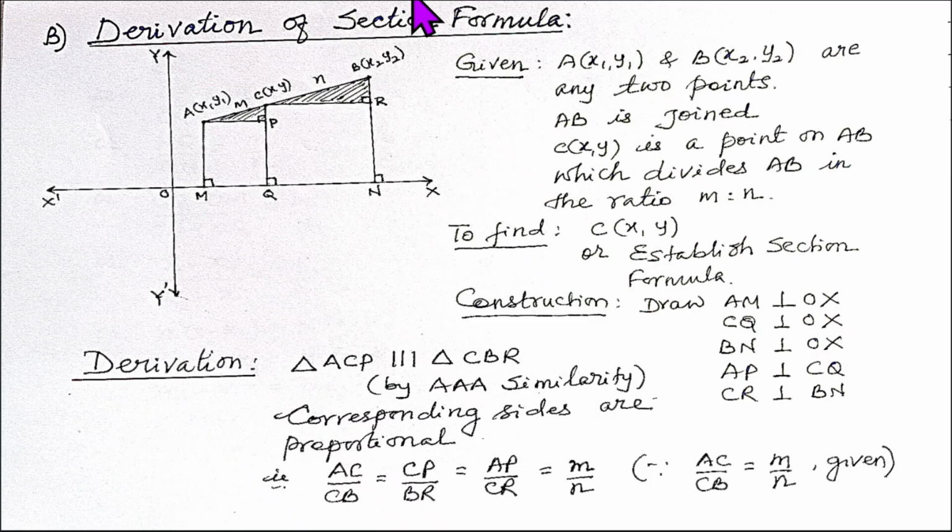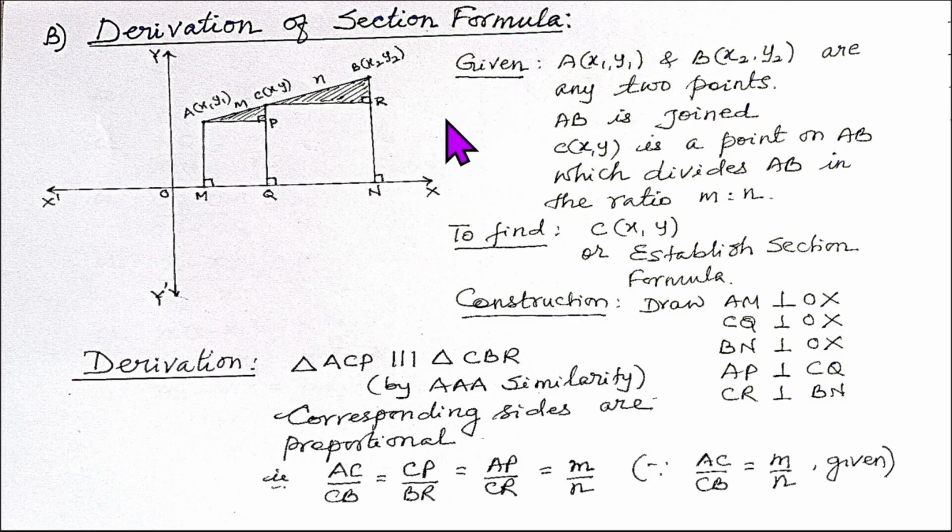Okay, remember that. Now let us proceed to derive the section formula. We already know what the section formula is, and also how it is used for different purposes. Now we are given A(x1, y1) and B(x2, y2), any two points in the coordinate plane. C(x, y) is the point on AB. The line joining A and B is AB, and C(x, y) is the point on the line AB which divides line AB in the ratio m is to n. Remember that. That's what I have written here.